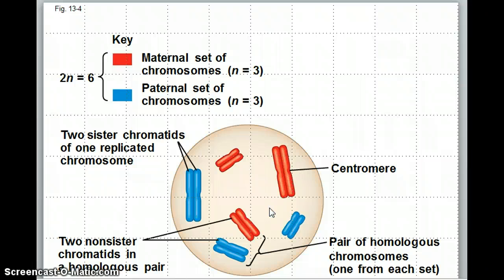Your non-sister chromatids are any 2 chromatids in a pair of homologous chromosomes that are not sister chromatids. So your non-sister chromatids would be this chromatid and this chromatid. Okay? Sister chromatids are attached. Non-sister chromatids are not directly attached. Okay?